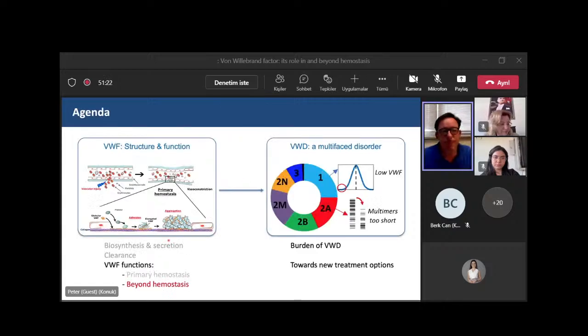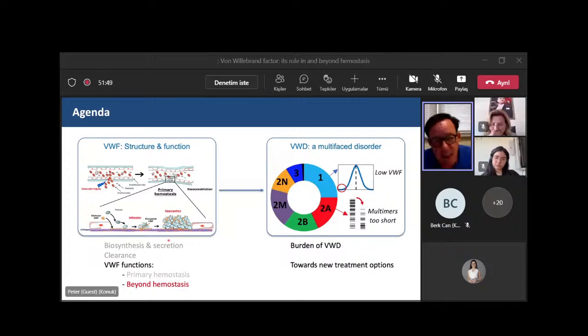So this is what I have presented here. For me it's a bit like the textbook conditions of VWF, and if you want to learn more about VWF, this is the basic part that you would need to know to understand how VWF works and what its role is in primary hemostasis.